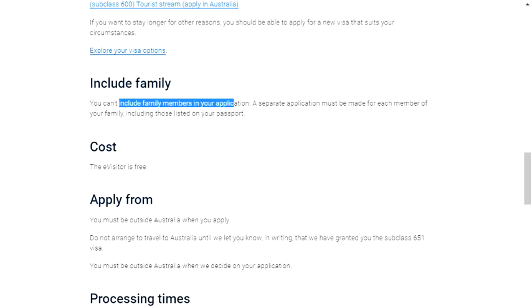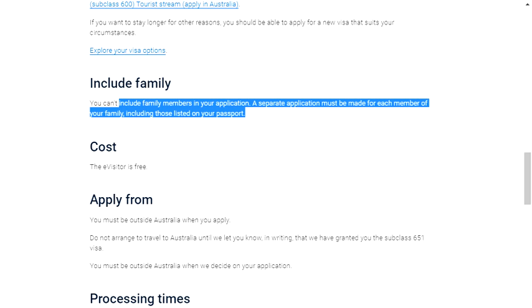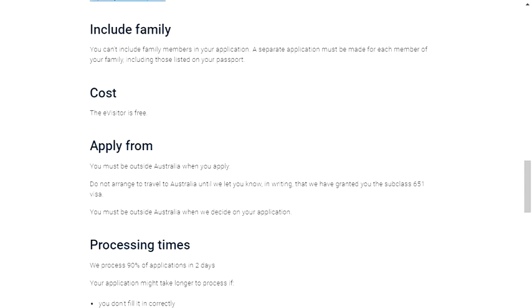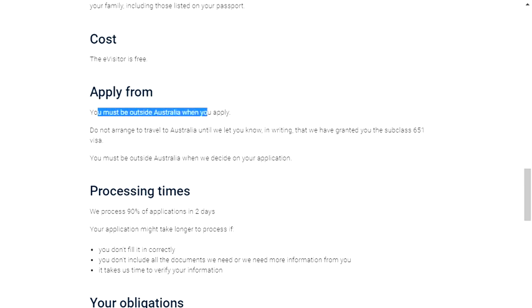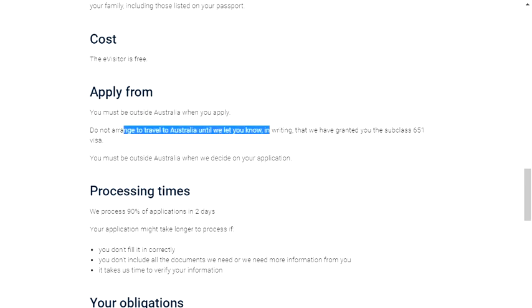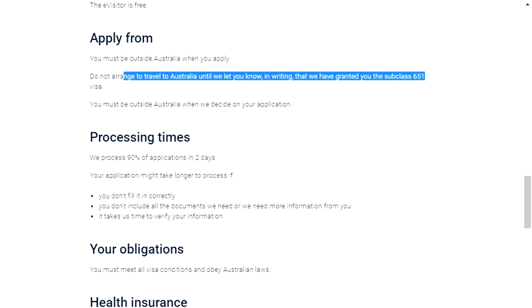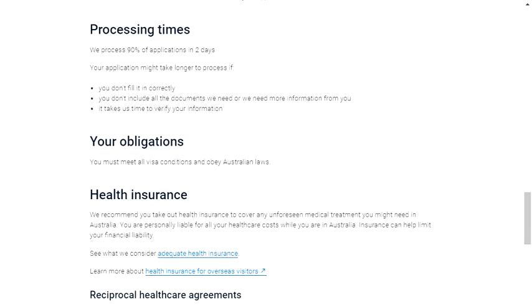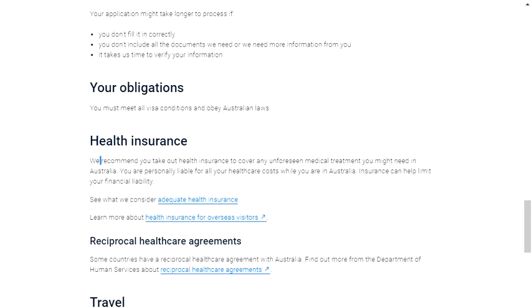You can't include family members in your application. A separate application must be made for each member of your family, including those who are listed on your passport. But it's okay because there is no fee for it. The eVisitor is free. You must be applying from outside Australia, and do not arrange to travel to Australia until we let you know in writing that we have granted you the subclass 651 visa. Okay, this is good. You must be outside Australia. Processing time, we already covered it. Health insurance, it's recommended.